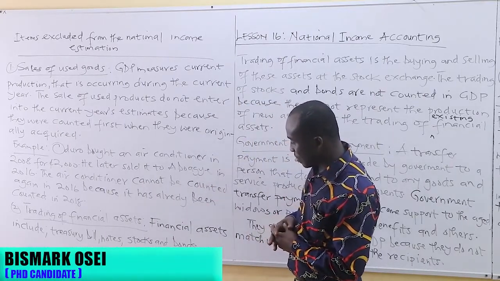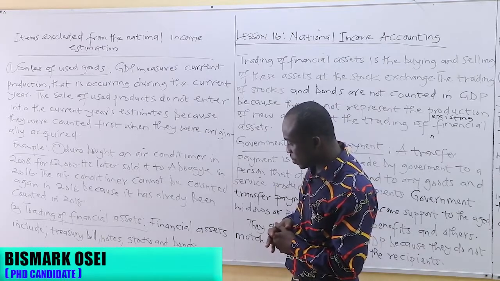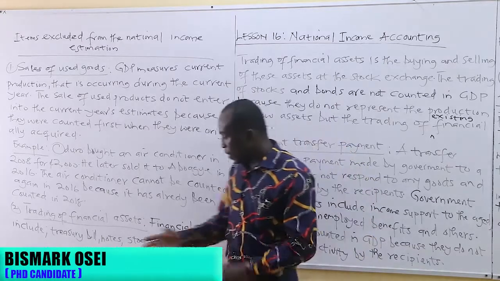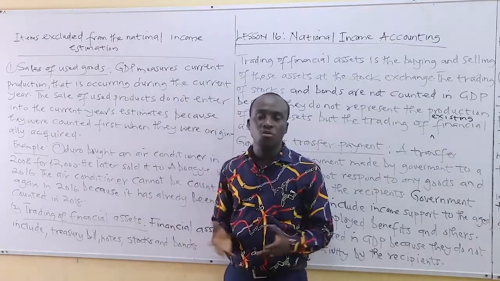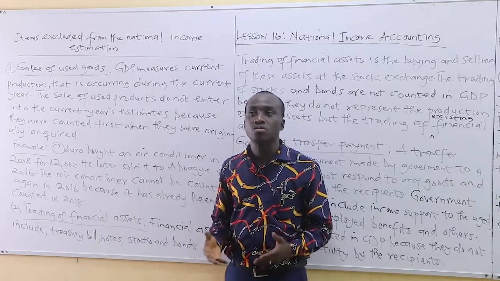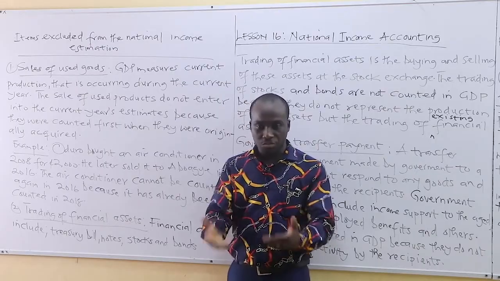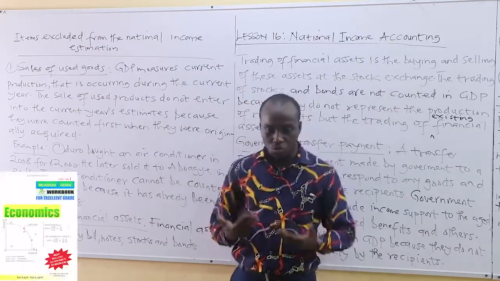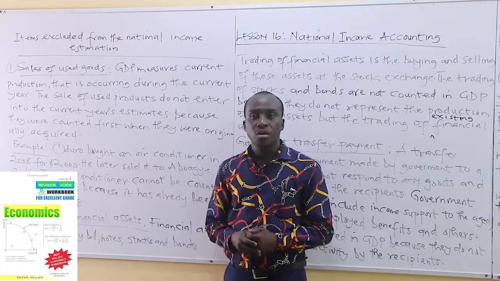Trading of financial assets like treasury bills, notes, stocks, and bonds. What is a treasury bill? A treasury bill is a financial asset. You can go to a commercial bank and say, I have 6,000 or 10,000, and I want to buy a treasury bill. You give them the money, and they give you that treasury bill. It's like a document. I'm buying for 6 months.